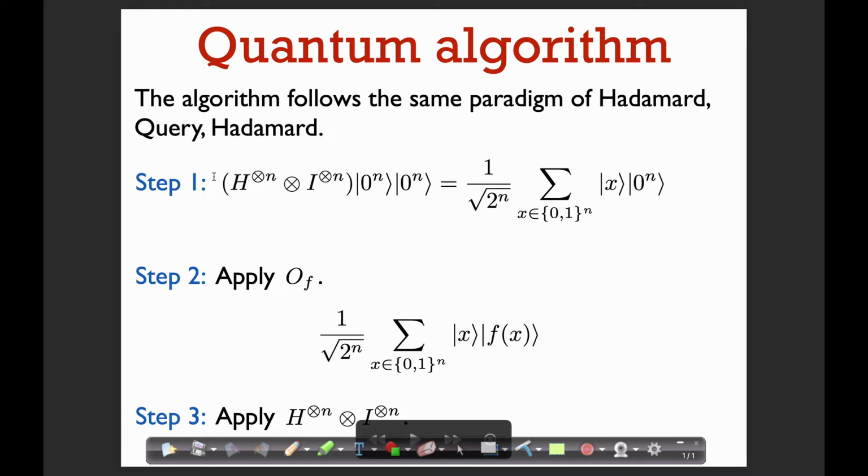So the first thing that we do is we set up the uniform superposition on the first register. We initialize the second register with 0. Then we apply the oracle. That gives us this superposition with the value of f in the second register. And then we're just going to apply the Hadamard on the first register again.